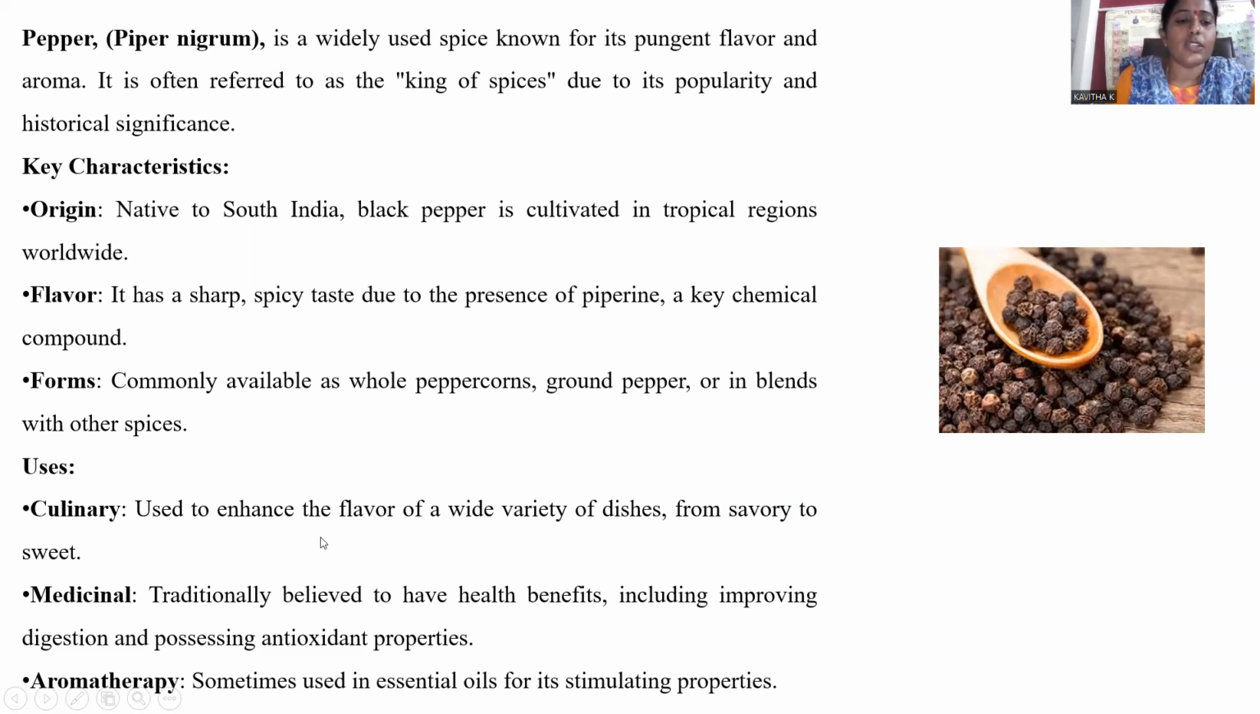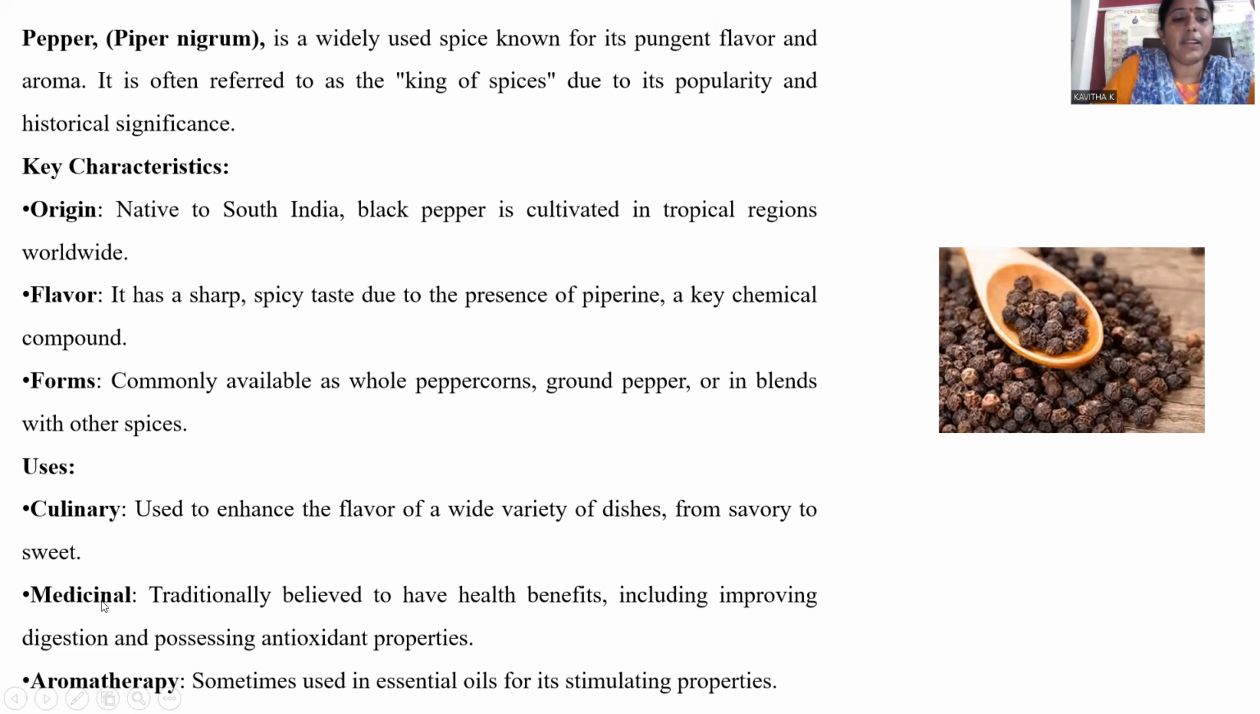Culinary, used to enhance the flavor of a wide variety of dishes. Whenever pepper is added, what happens? The taste of that food will be enriched, so it is used to increase the taste of that food from savory to sweet. So in all kinds, whether a spicy dish or a sweet one, wherever we can use this pepper as a food additive, right?